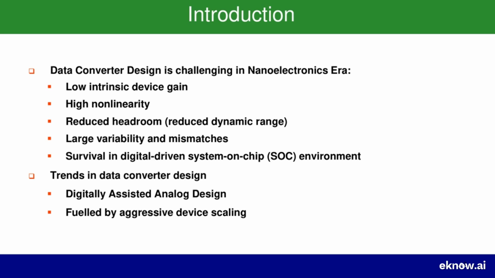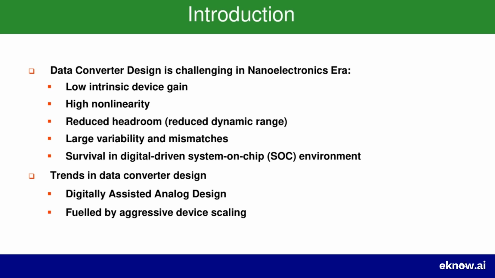So, with all these problems, how are designers coping? This leads us to the trends in data converter design. The main trend is something called digitally assisted analog design. The philosophy here is simple but powerful. Since building a near-perfect analog circuit is becoming almost impossible, let's not try. Instead, let's build an analog circuit that's good enough, and then use a smart digital circuit to measure and correct the remaining errors. And this is all fueled by aggressive device scaling.